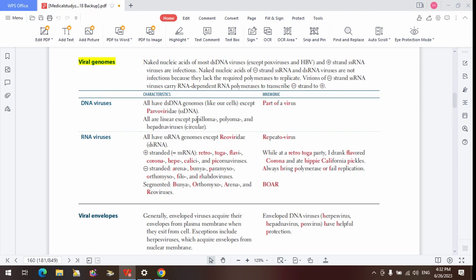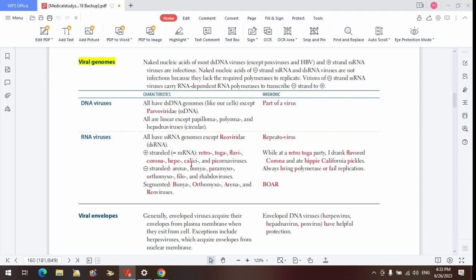Now, what is the shape of the genome? Is it linear? Is it circular? Anyone that is neither linear nor circular, you call that one complex. Example of that is the pox. So the pox genome is complex. It's neither linear nor circular. All of them are linear except three.